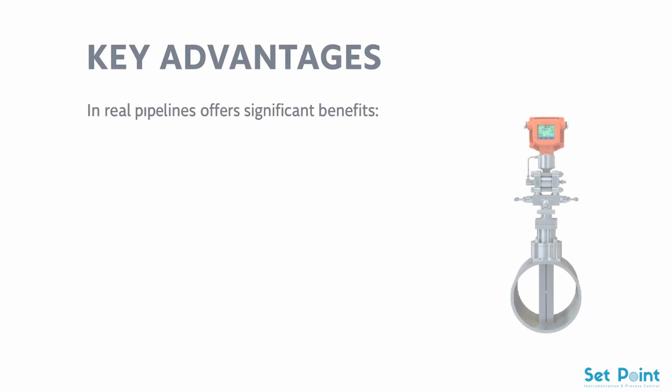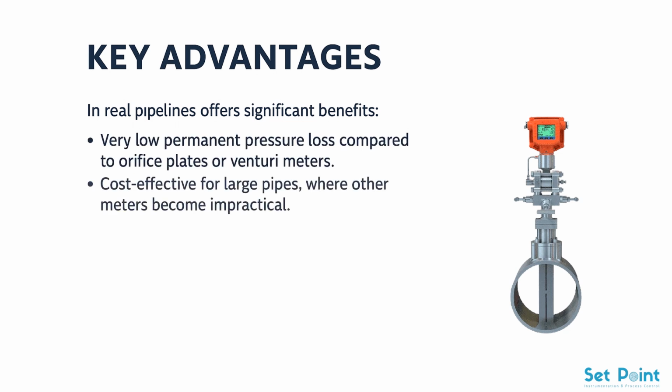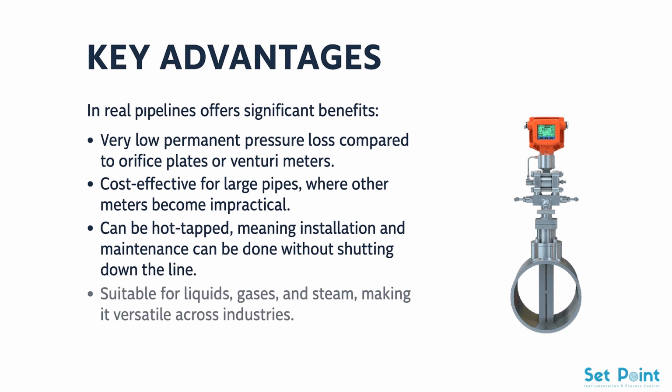Key advantages. The Annubar offers significant benefits: very low permanent pressure loss compared to orifice plates or Venturi meters. Cost-effective for large pipes, where other meters become impractical. Can be hot-tapped, meaning installation and maintenance can be done without shutting down the line. Suitable for liquids, gases, and steam, making it versatile across industries.